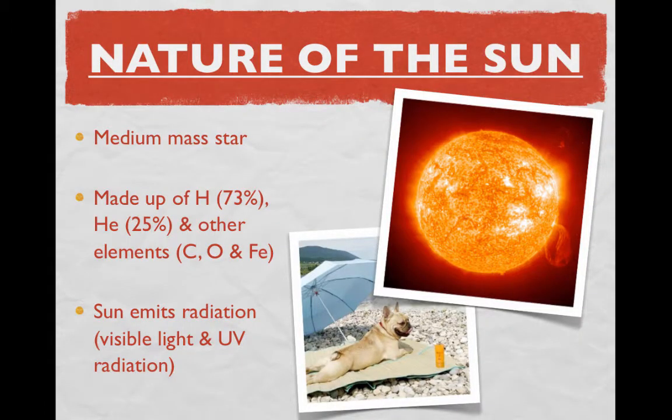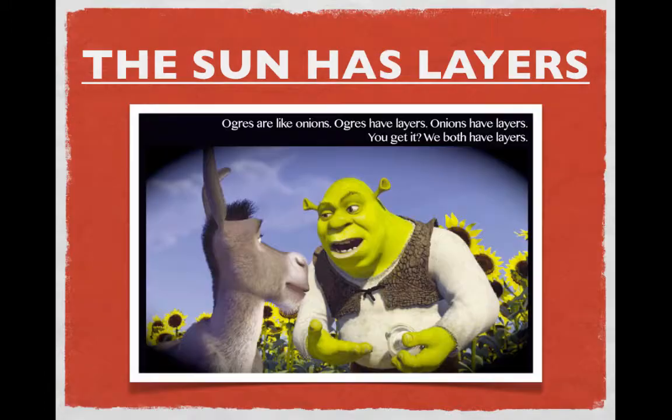In terms of the nature of the sun, it is considered a medium mass star, and it's made predominantly of hydrogen, helium, and a little bit of other elements like carbon, oxygen, and iron. The sun emits radiation, so the different types of radiation it emits are visible light and UV radiation.